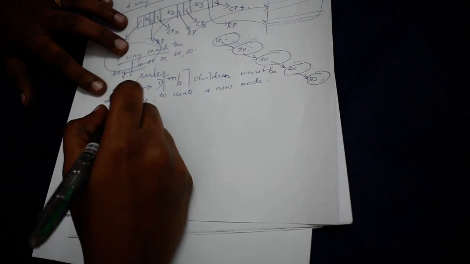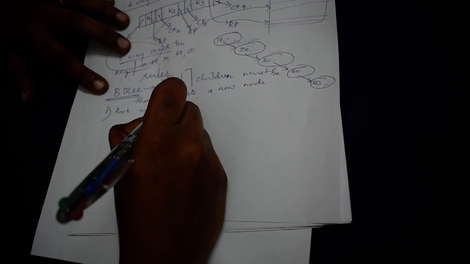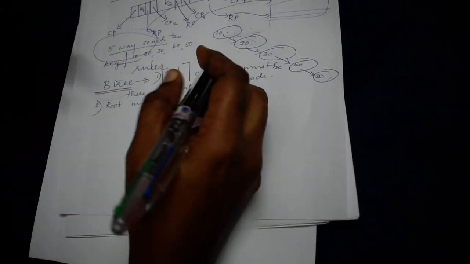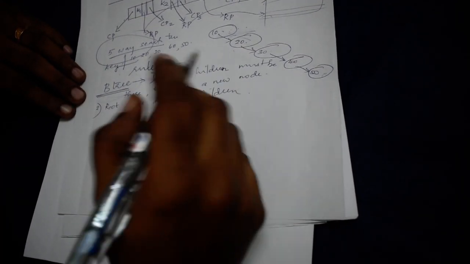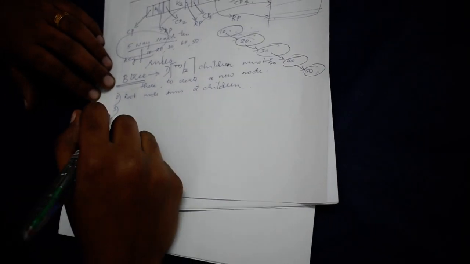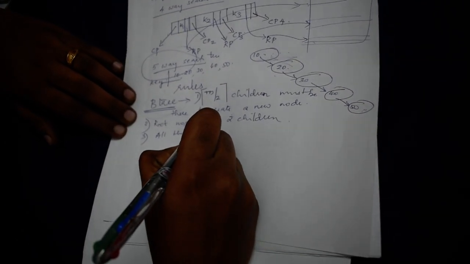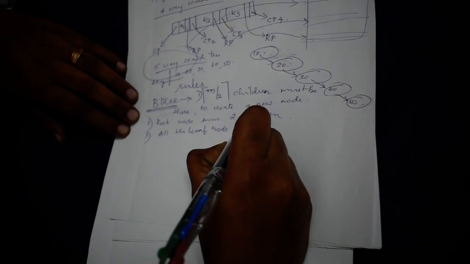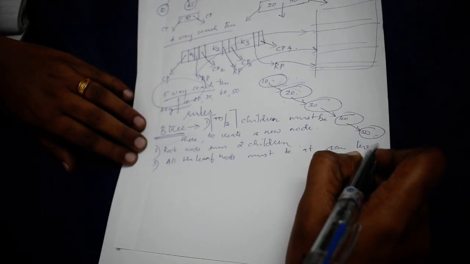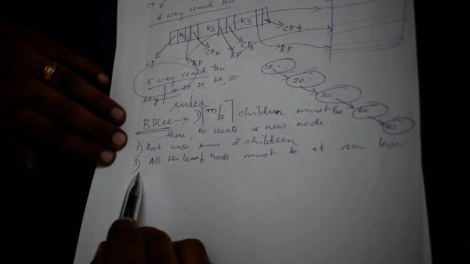Going to the second rule, the root. Okay, the root node should have a minimum of 2 children. That is, whenever we are creating a root, it should have 2 children. How it happens? With an example, it will be clear. So the third rule is, all the leaf nodes must be at the same level. Okay, that is the third rule. So when we have leaf nodes, they should be at the same level.